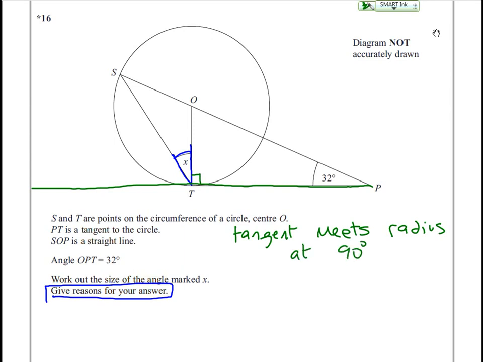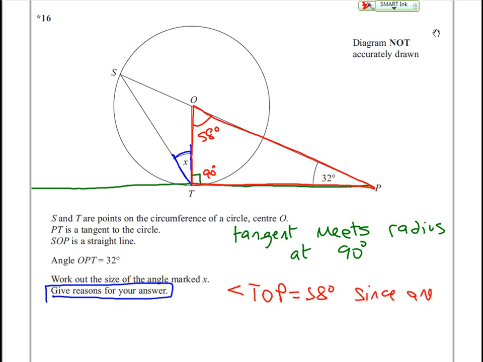Okay, so that bit is explained. Now if you look at the triangle we can form, a right angle triangle with a 90 degree angle there, 32 there, and a missing angle here. On your calculator, 180, take away 90, take away 32, and that gives you 58 degrees for angle TOP. TOP equals 58 degrees, since angles in a triangle add to 180.